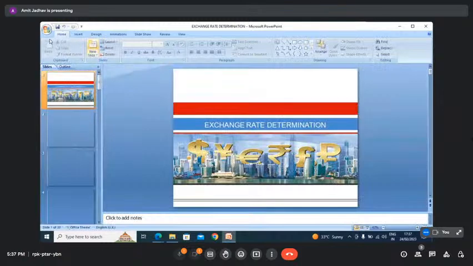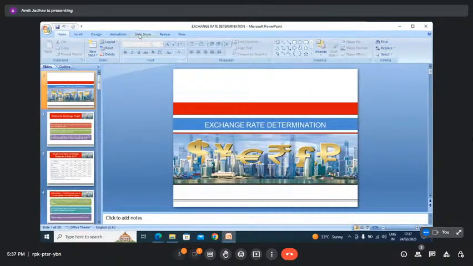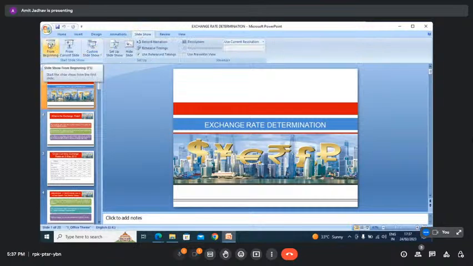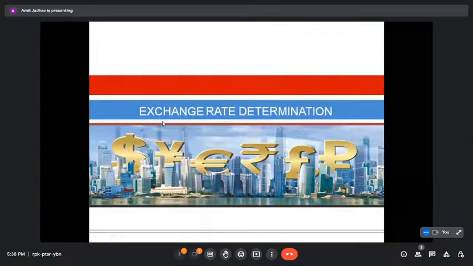Now we have to move to another topic which is also related to foreign exchange. How will the exchange rate be determined? We have heard many times that $1 is 80 rupees. That is the exchange rate. It means if you want to buy $1, you have to pay 80 rupees.